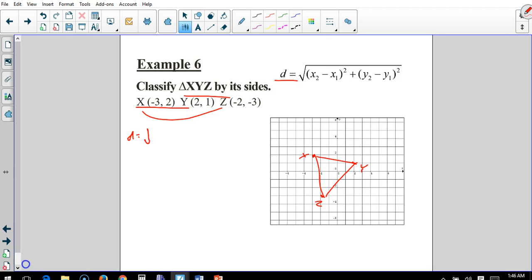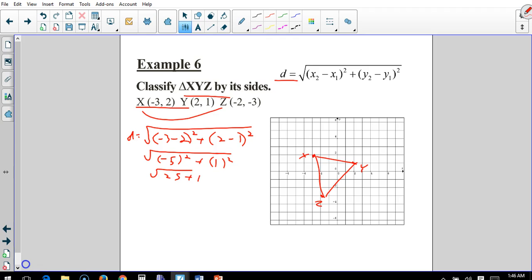Distance equals the square root of x minus x. So I'm going to do xy first. Negative 3 minus 2. Those are my x's. Squared. Plus 2 minus 1. Squared. Negative 3 minus 2 is negative 5 squared. Plus 2 minus 1 squared. So that's 25 plus 1. So that's the square root of 26. We don't need to get the decimal, that's fine.